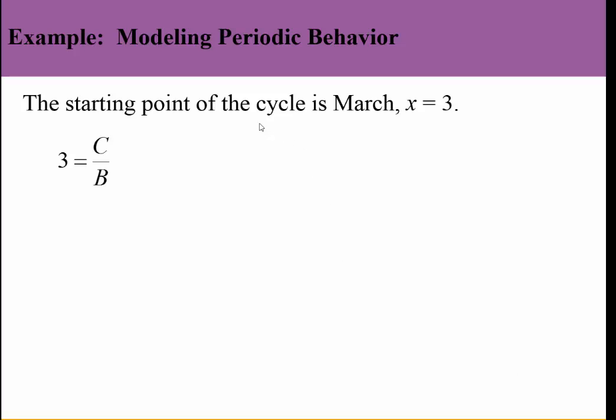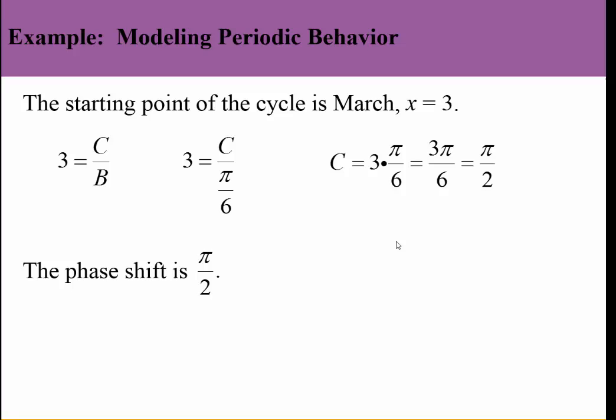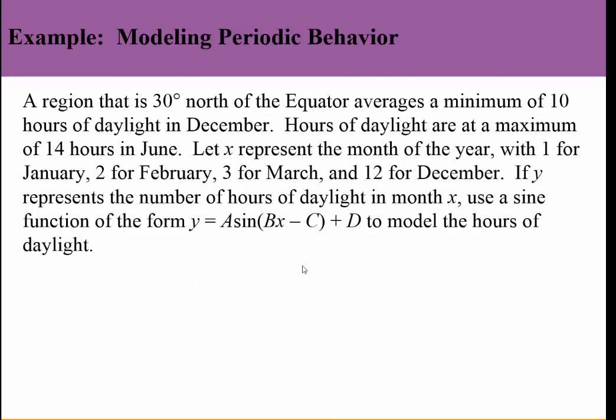So the starting point of the cycle is in March, x equals 3 here. All right, so we'll go ahead and say the phase shift in March will be 3 equals c over b. And we will get the c number by substituting in pi over 6 for the b we just found. Multiplying both sides by the LCD, 3 times pi over 6 will get us pi over 2. So there's your phase shift.